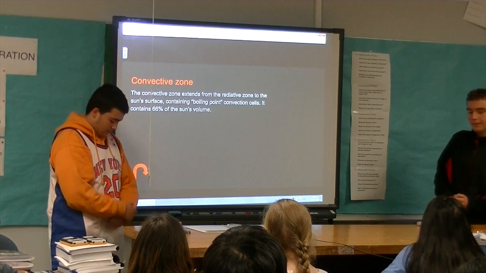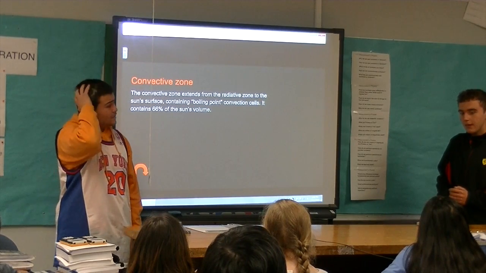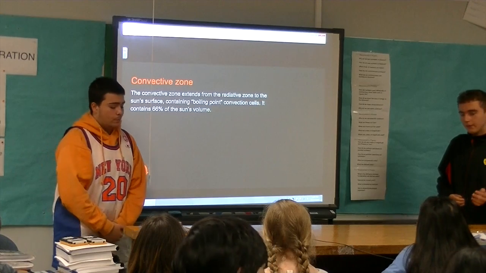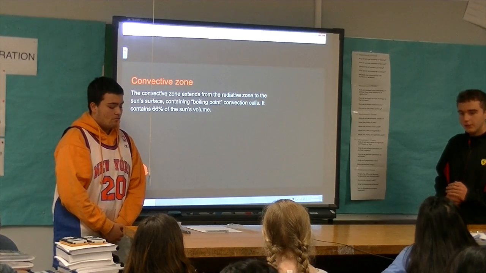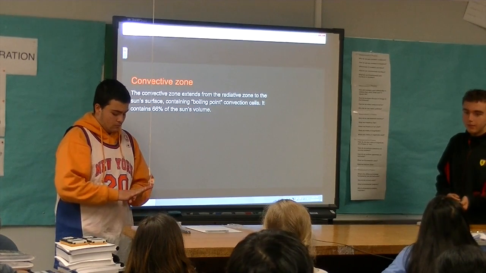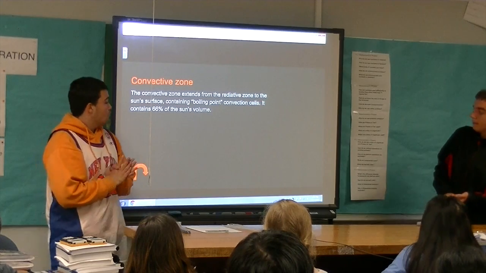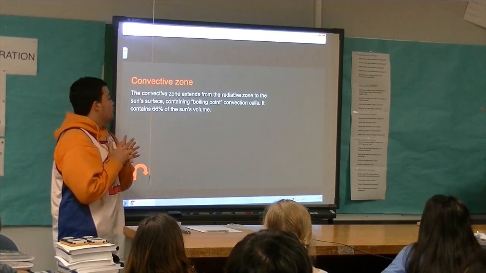The convective zone is the zone that follows the radiative zone, and it's really just molten plasma. The photons travel through that as well, but they don't take a straight line through. They zigzag through the sun, and they collide with other hydrogen atoms, and it's 66% of the sun.